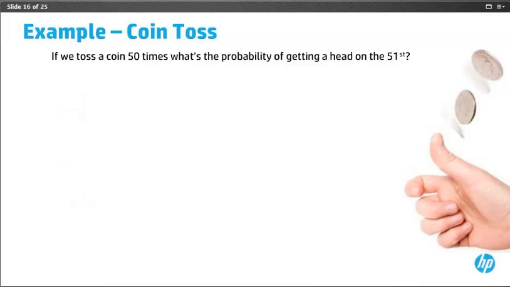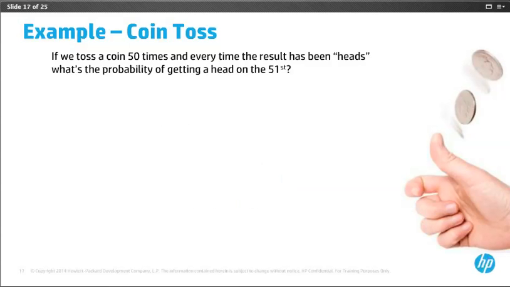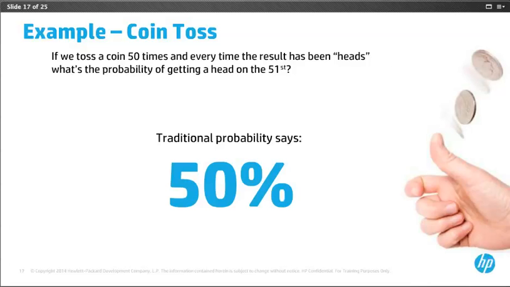Another example that will perhaps start to ring true here. If we ask the question, we toss a coin 50 times, what's the probability of getting a head on the 51st? Well, probability says that the answer is 50%. Of course, mathematics tells us that. But how about then? What if we've tossed the coin 50 times and we've been watching it, and every time the coin has come up heads? What is the probability of getting a head on the 51st toss? Well, again, the mathematics would say that that's 50%. The model has no way of updating itself according to the fact that we've just seen 50 heads.